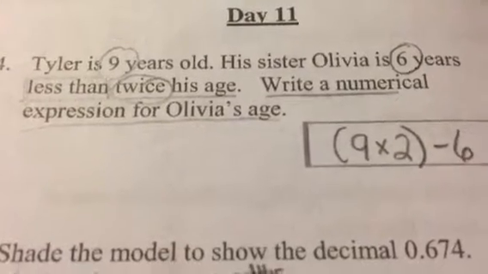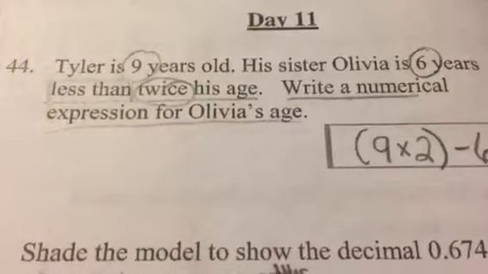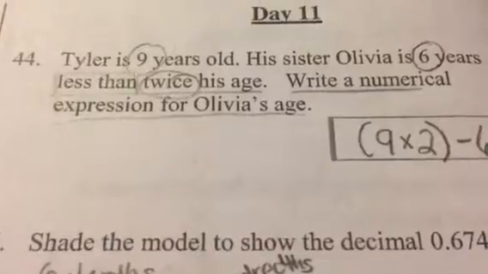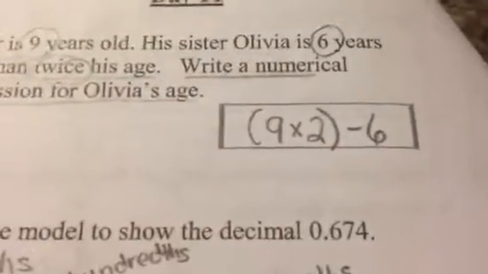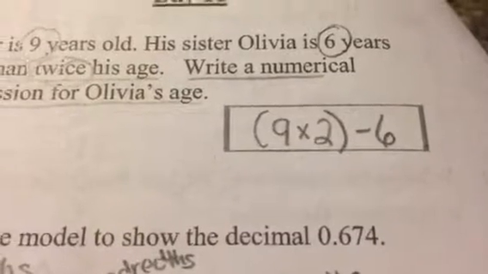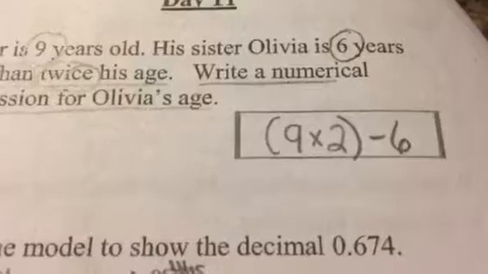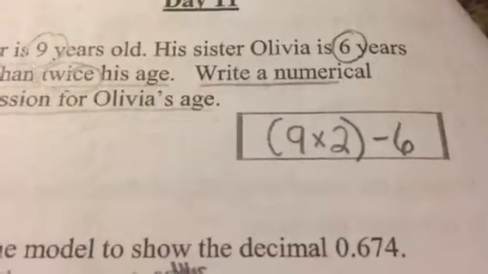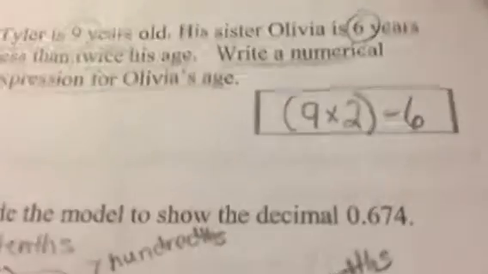Now going back, since I know that Tyler is 9 and Olivia is 6 years less than, which is going to definitely tell me to subtract twice his age, I did Tyler's age of 9 times 2, and then I subtracted the 6 years less. So technically, if you had to answer it, you would get 18 minus 6. Olivia is 12 years old. But again, here it's just telling you to write an expression, so you do not need to solve it.